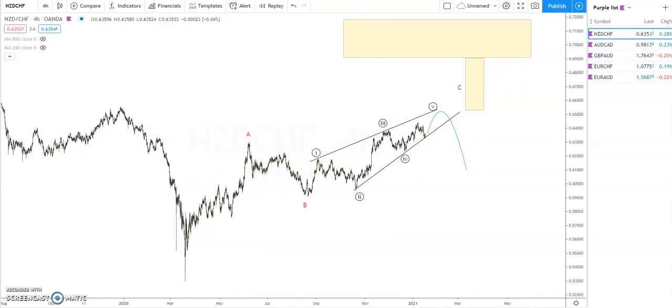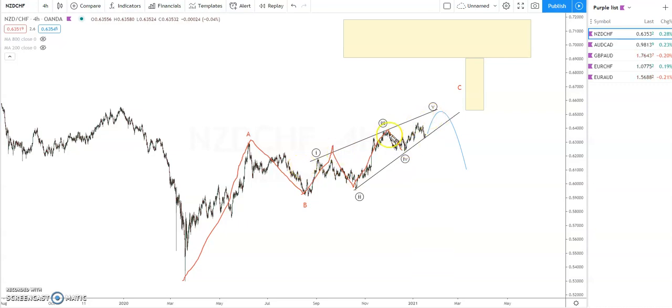We can also see that it's a 3-wave move with an ending diagonal in wave C. In other words, this is the move with a correction, and now the second leg is an ending diagonal or an ascending wedge. 1, 2, 3, 4, and we're in the last stages of this.